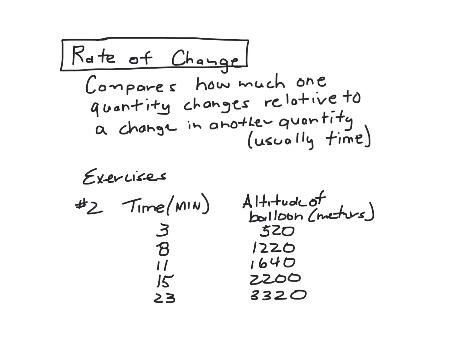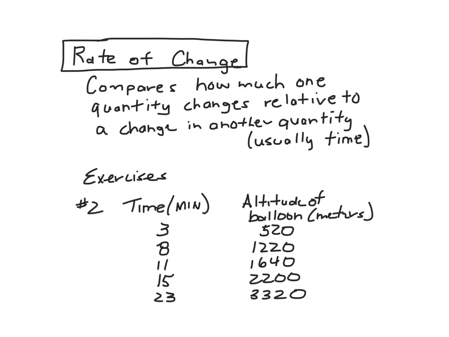Algebra 2 concept students. Today we're going to talk about rate of change and then slope. Basically, rate of change is what slope is in the real world, with some real world examples. We're going to compare how much one quantity changes relative to a change in another quantity, and that other quantity is usually time. These are exercises from page 17 in your packet.